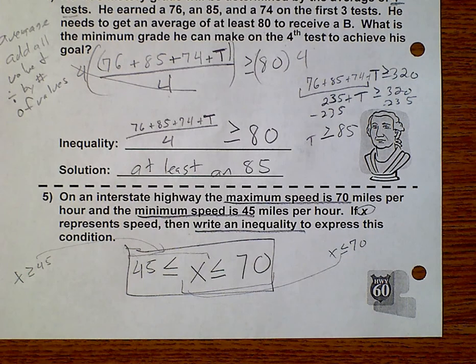Now the reason I put the equal signs are, if you're going 45, you're okay. If you're going 70, you're okay. But if you're going 44, you're breaking the law. If you're going 71, you're breaking the law. So you want to be somewhere between here to be good in case a police officer decides to pull you over and ask you how fast you're going.